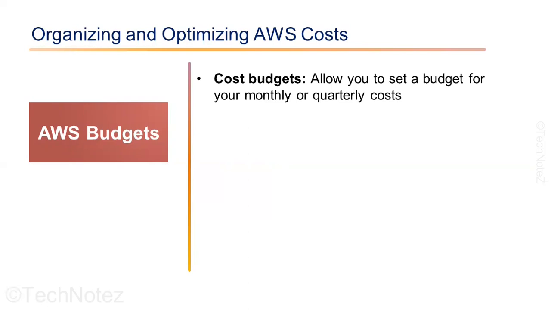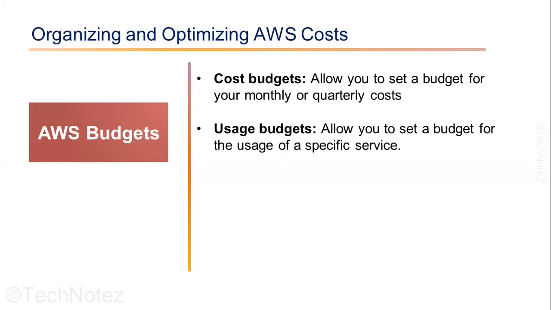For example, you plan to spend $100 in a month on AWS services. You will get alerts when your budget exceeds the $100. This saves you from the unexpected AWS service bill. Usage budget. Usage budget allows you to set a budget for the usage of services. Usage budgets are similar to cost budgets, but allow you to set a budget for specific services, such as the number of S3 requests or the number of EC2 instances running.